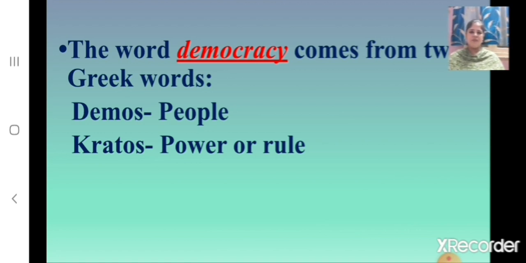And do you know the word democracy? It is derived from two Greek words, demos and kratos. Demos means people, and kratos means power or rule. So democracy is the idea that the citizens of a country should take an active role in the government of their country and manage it directly or through elected representatives. So in India we know that we have a democratic government.